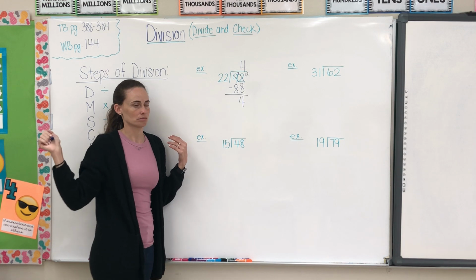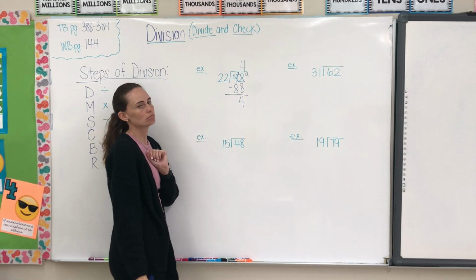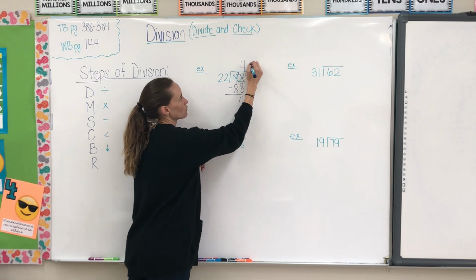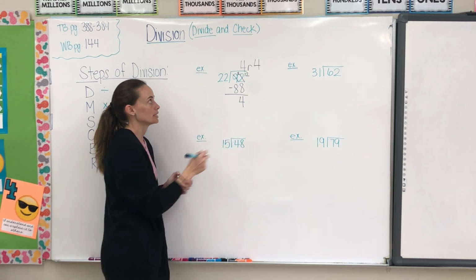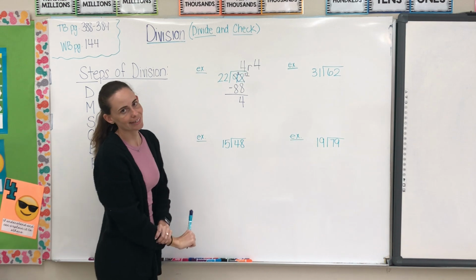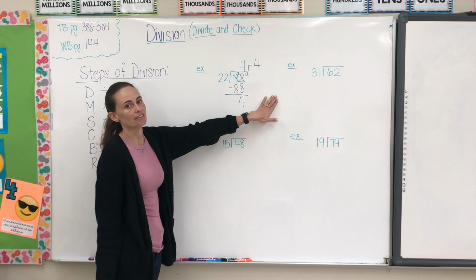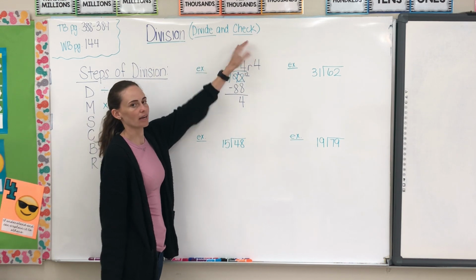We compare. Is 4 less than 22? Yes, it is. Nothing to bring down. So we have 4, remainder 4. Now we're going to check our work. Again, showing our work on a piece of paper, the division and the checking. Both steps, divide and check.